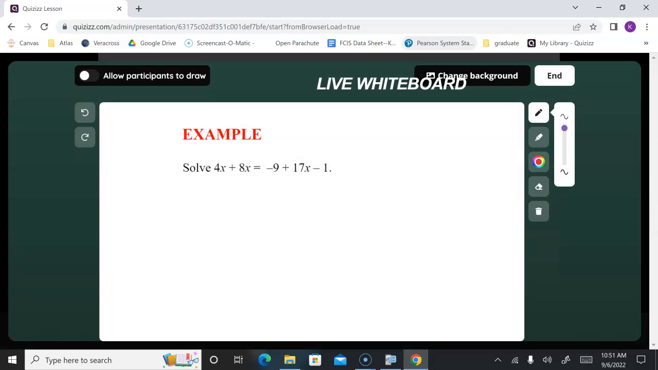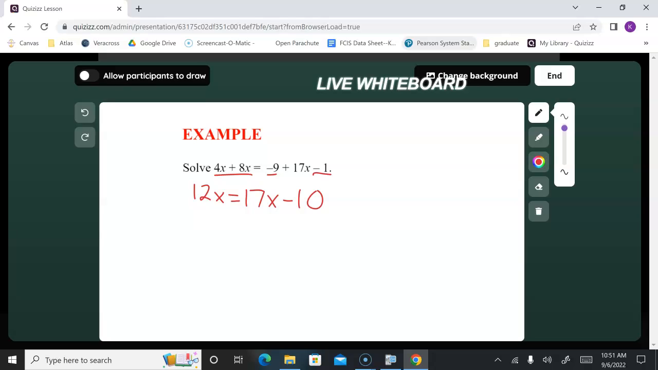How can I simplify the left side of this equation? Add the like terms, 12x. How can I simplify the right side of my equation? Combining -1, to give me what? 10. -10. Okay? All right, so I've simplified the left side and the right side.